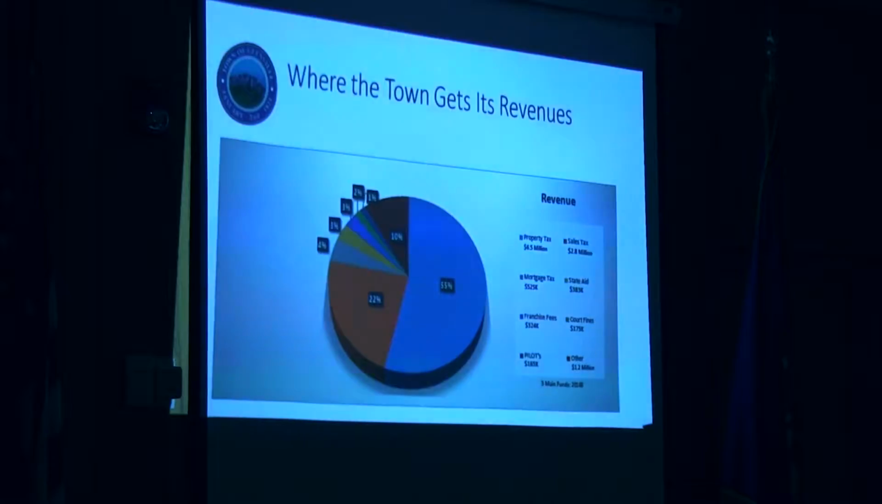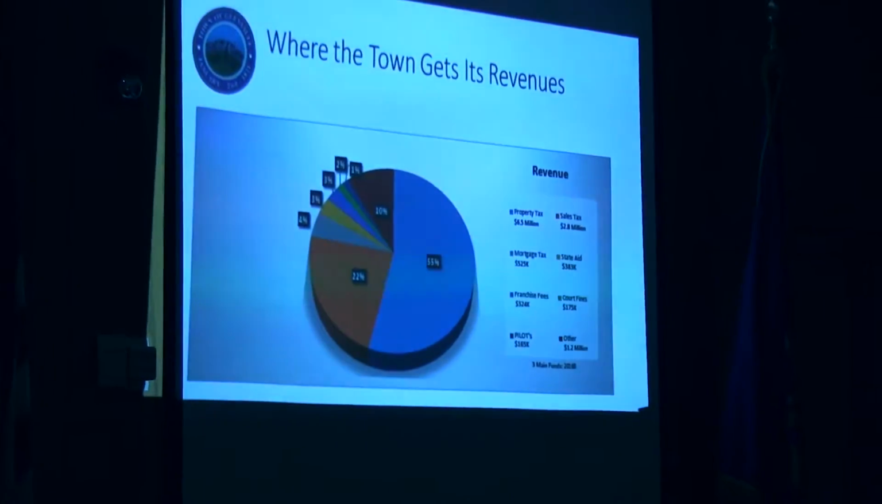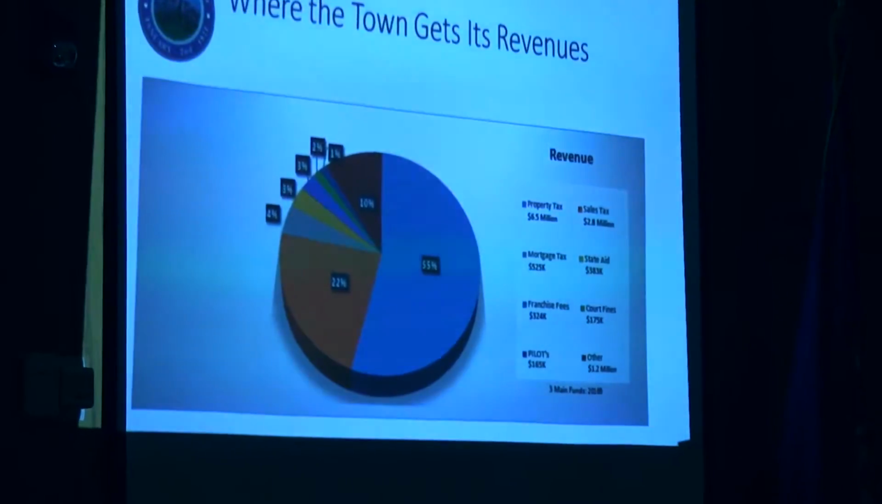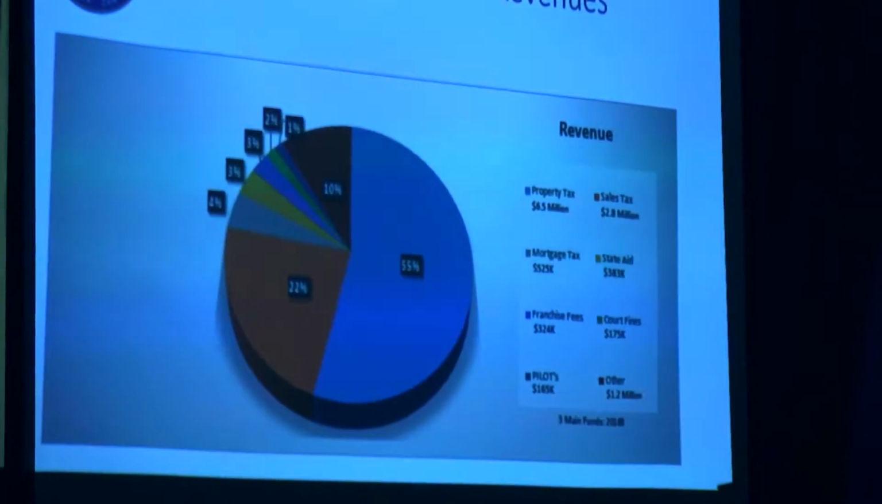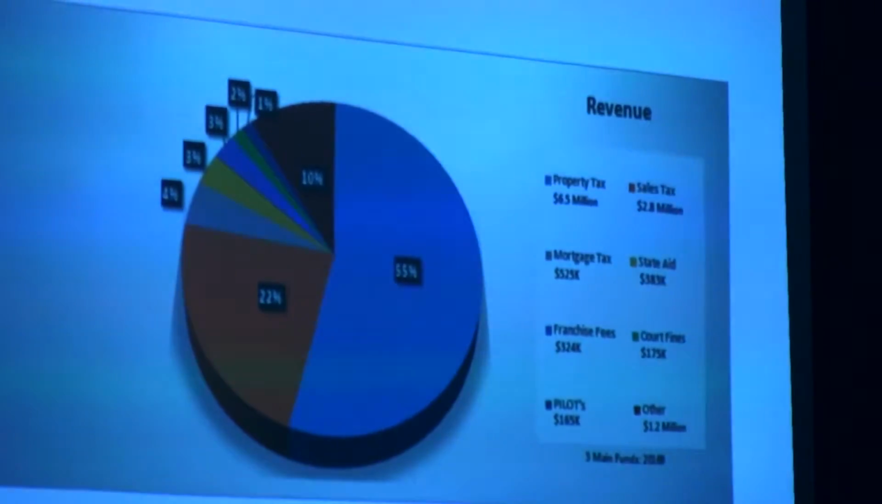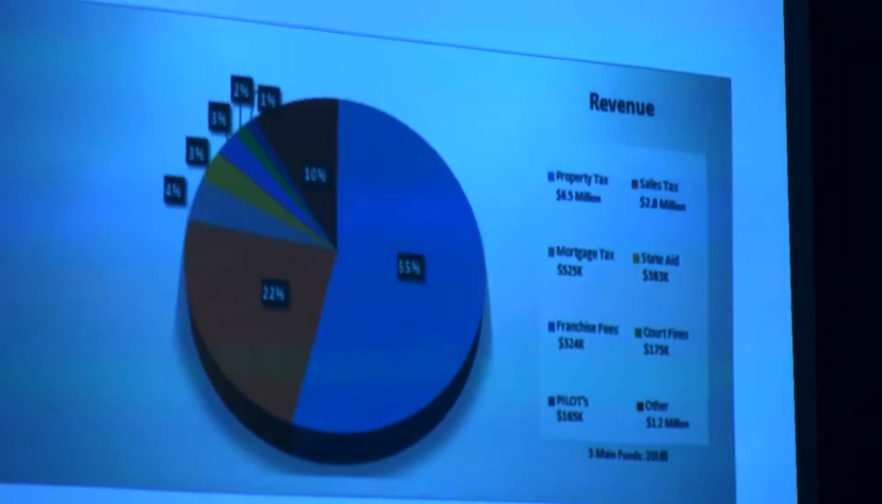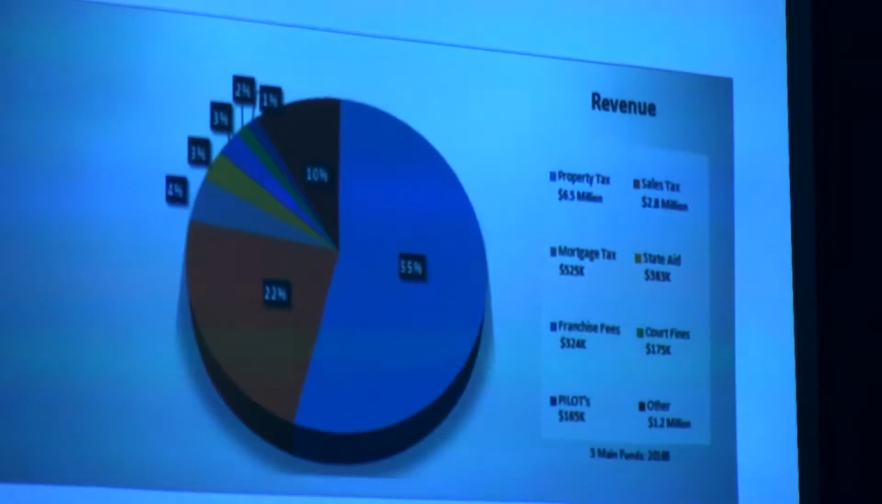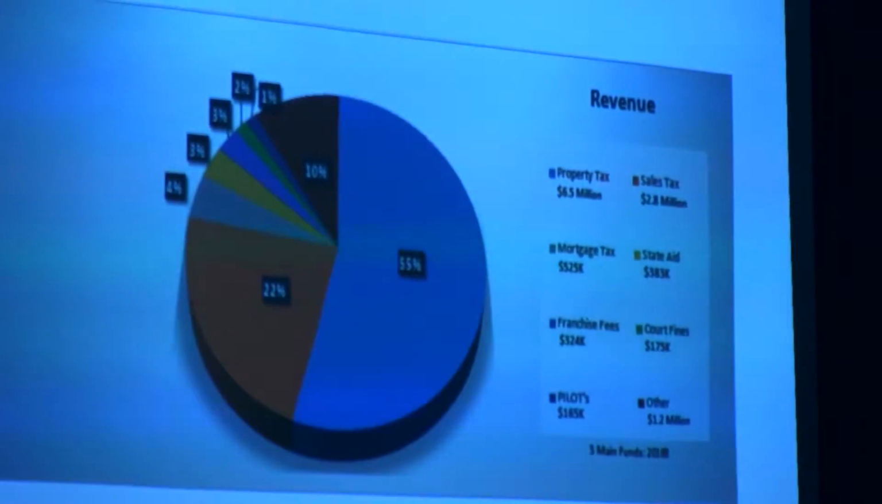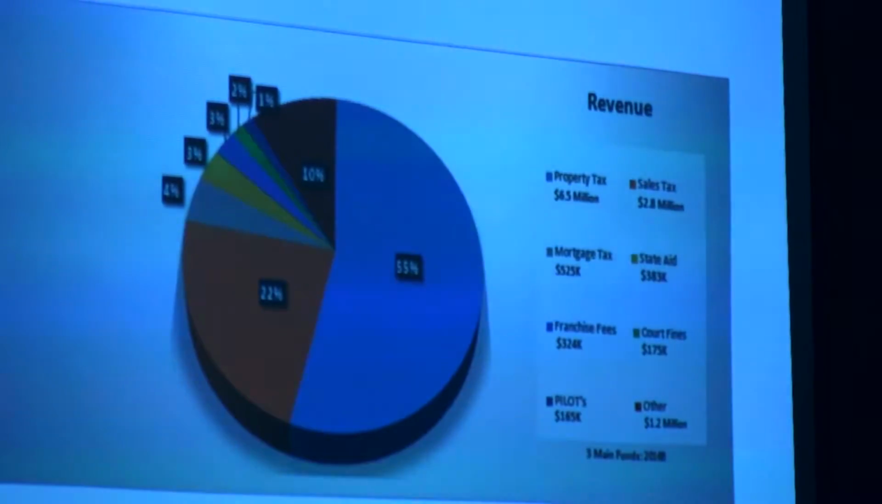Where we get our revenues, and this is a little hard to see on the screen, I understand, the majority of our revenues come from property and sales tax. In fact, 55% comes from property, 22% from sales tax. That comprises really 85% of our revenues. The minor ones after that are mortgage tax, state aid, and so on. And then the other 10% is things like grants, the 1.2 million in grants, building fees, things like that. So that's where the money comes from.